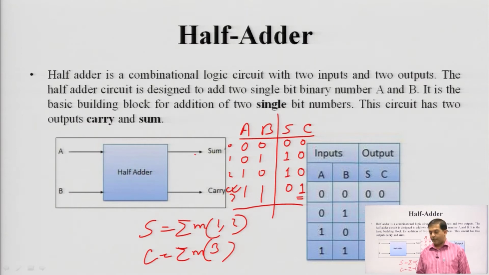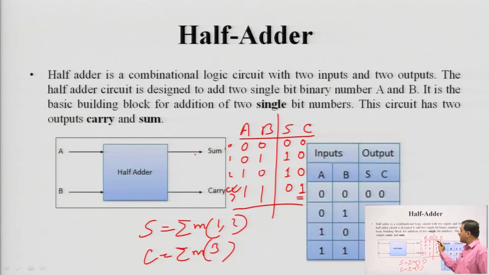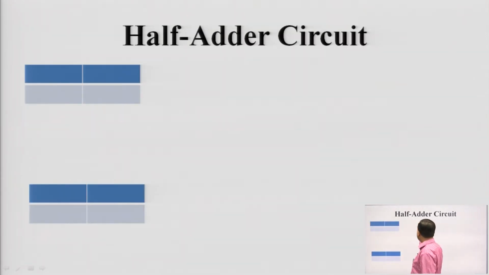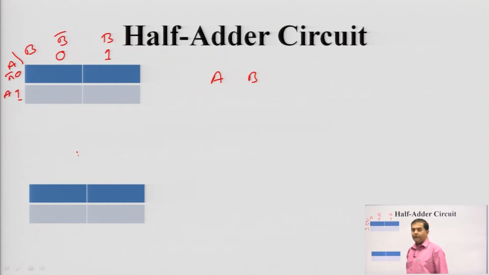Now we will do the K map for this. Already we have the slide, but again I am doing it. I have the truth table: for 0 0, sum 0 and carry 0; for 0 1, sum 1 carry 0; for 1 0, sum 1 carry 0; and for 1 1, sum 0 carry 1. This we are going to implement using a K map. Here there are 2 variables A and B. So, here we will write A and B, 0 1, 0 1. This is B bar, this is B, this is A bar, this is A. If you have any doubt about K maps, you can refer to the previous videos.